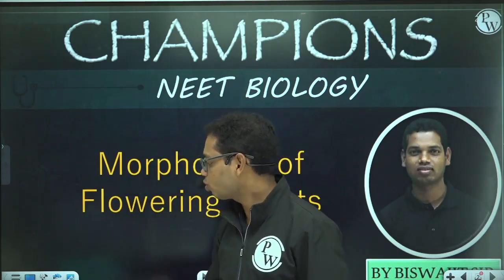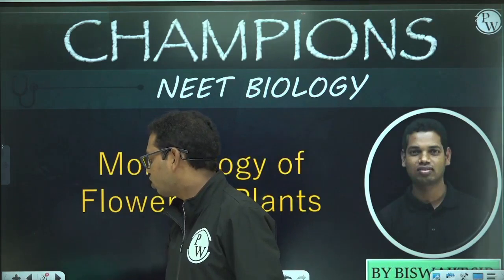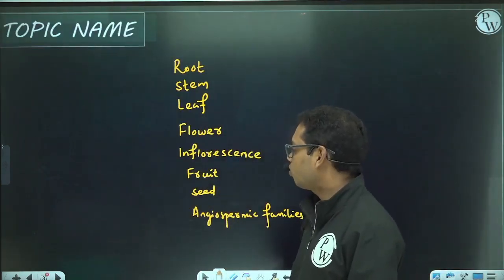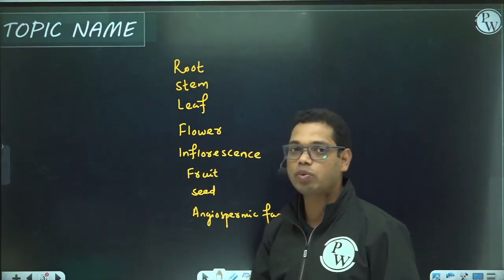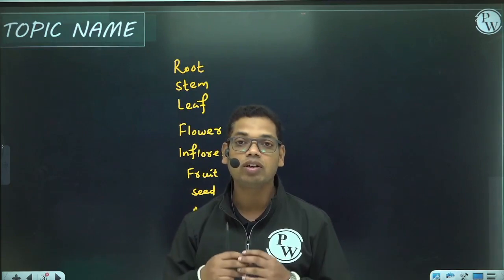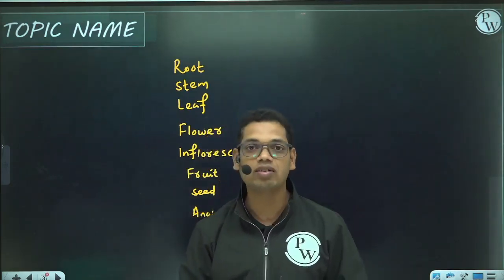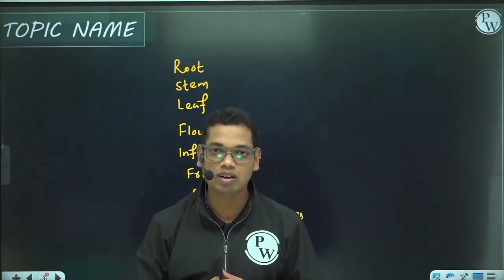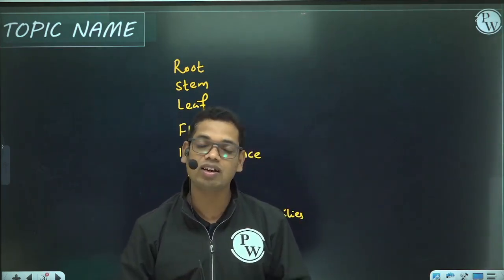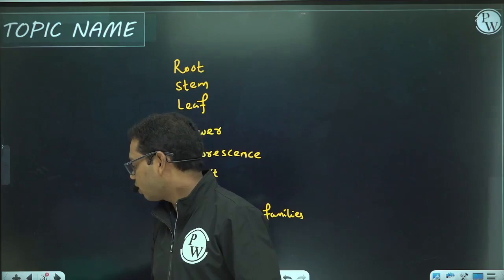The topics in today's class which we are going to cover are root, stem, leaf, flower, inflorescence, fruit, seed and angiospermic families. This chapter you have to learn, and the questions will be asked from the examples. You have to learn all the examples which are given in the NCERT. So let's get started then.